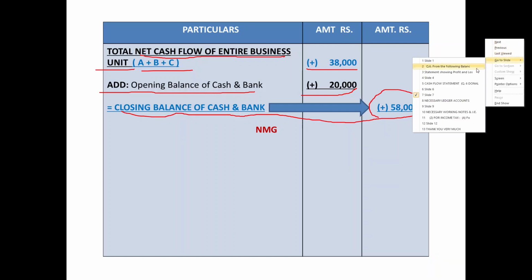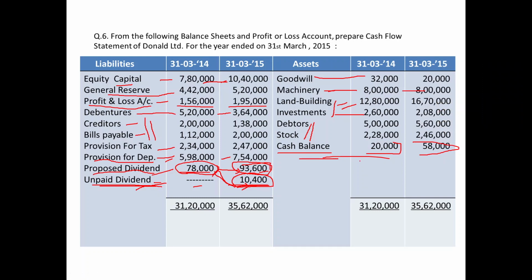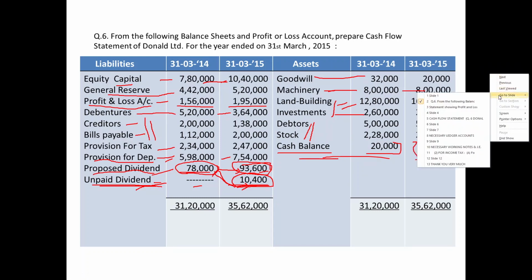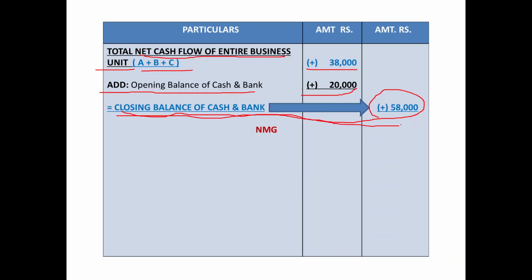Once again, let me show it so you can verify it. Have a look on the asset side. Last item, cash balance 58,000. That we got in our answer, 58,000. Closing balance of cash and bank 58,000. It means our answer is a correct answer. It is a true answer. It does get tallied with the closing balance of cash and bank given in the balance sheet of the current year also. So it is a correct answer.